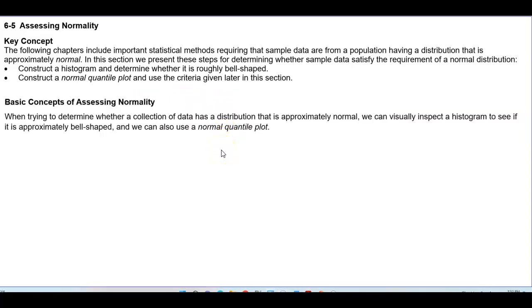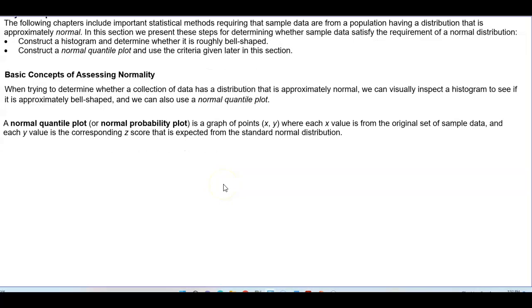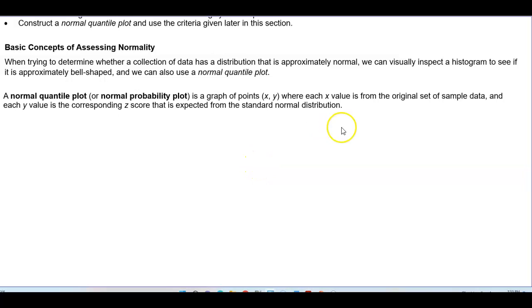Now, the basic concepts of assessing normality. When trying to determine whether a collection of data has a distribution that is approximately normal, we can visually inspect a histogram to see if it is approximately bell-shaped, and we can also use a normal quantile plot. A normal quantile plot, or a normal probability plot, is a graph of points x and y, where each x value is from the original set of sample data, and each y value is the corresponding z-score that is expected from the standard normal distribution.